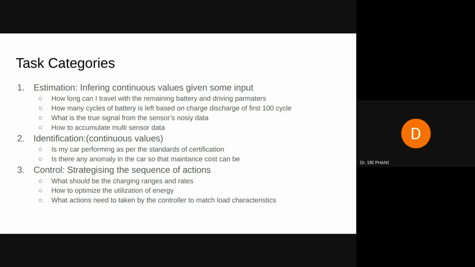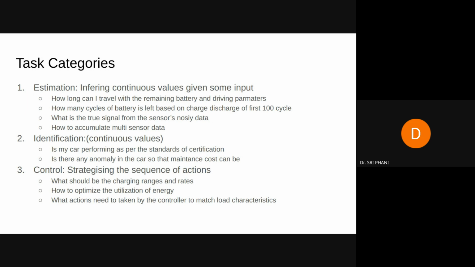Continuous control strategies are very prominent in energy management and optimal solutions. Like, you have to turn something on because something has to be turned off. There is a sequence of actions that has to be taken. So, what should be the charging range and rates? When I say rates, that is dq by dt. Charging range is like, what current range should I be using?